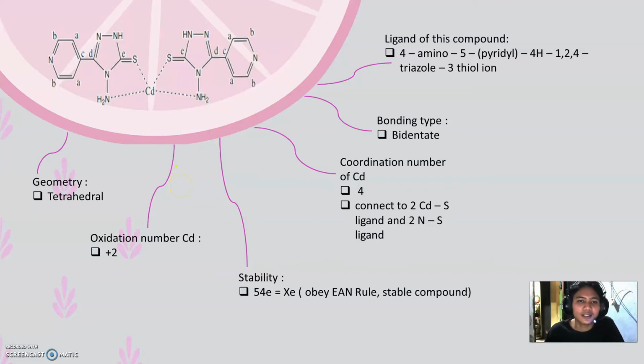The stability of this compound obeys the EAN rule. 54 electrons equal to xenon, so it's a stable compound. The oxidation number of Cd is +2, and the geometry of this compound is tetrahedral. That's all for me. Thank you.